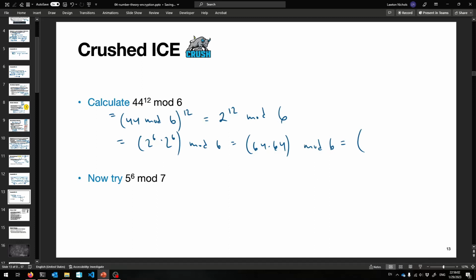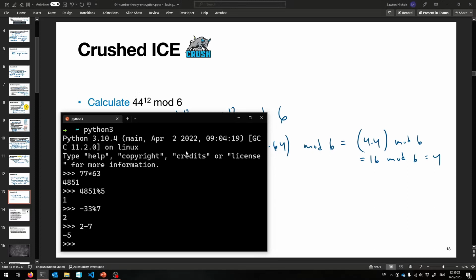So what is 64 mod 6? It goes into 60, and then you have 4 left over. So 10 goes in 10 times with 4 left over. So it's 4 times 4. I took the mod of 64 twice. That's just 4 mod 6, and then I do mod 6 at the end of that. So that is finally 16 mod 6, which is equal to 4. And that's so much better. That's easier than calculating 44 to the 12th power and then trying to do division.